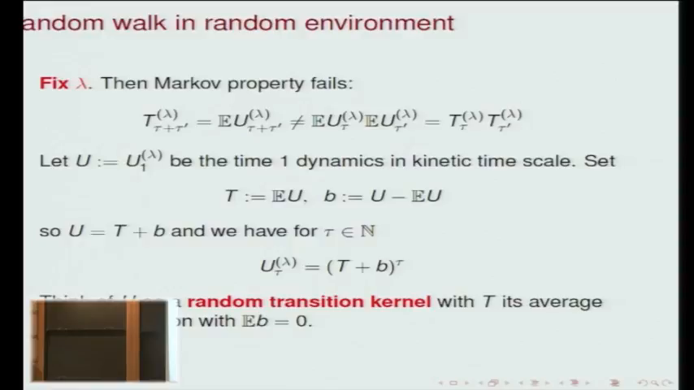So what you could try to do is to say, okay, well, let's write it. If I look at just time 1 in the kinetic time scale, let me take the average of it. Let me drop all these indices and call it just T. Let's call the unitary U, and then look at the fluctuation, which is U minus its average.